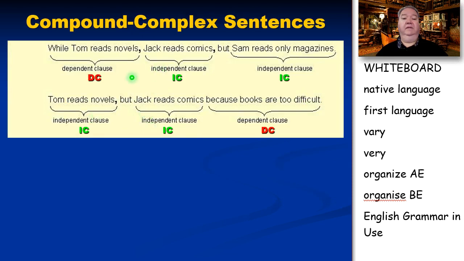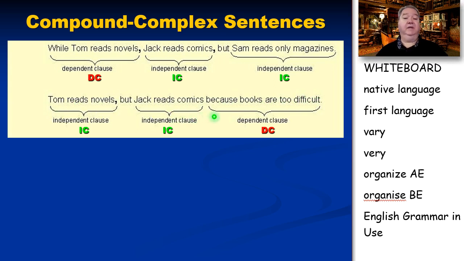Now, that one moves up to the top. Okay, the original one. Let's look at the second one. Tom reads novels, but Jack reads comics, because books are too difficult. Tom reads novels, independent clause, comma, conjunction. Jack reads comics. Also an independent clause. So we have a compound sentence. Because books are too difficult, that's an independent clause. So Tom reads novels, but Jack reads comics.